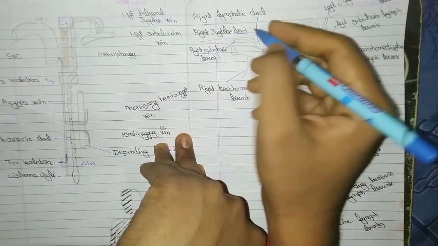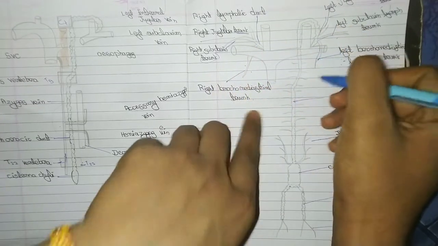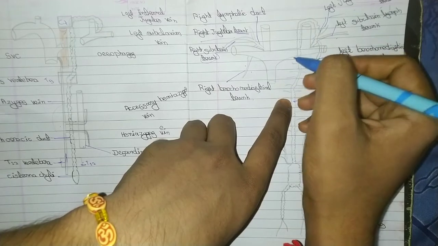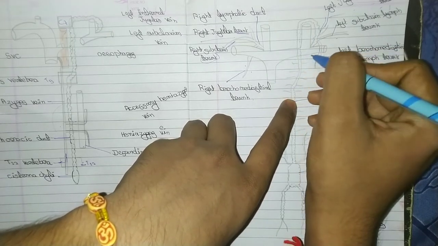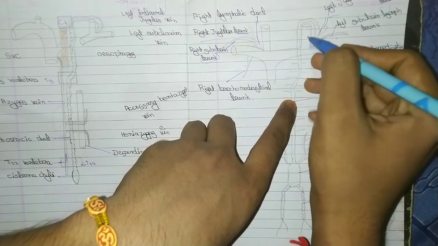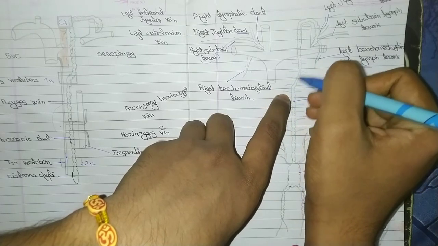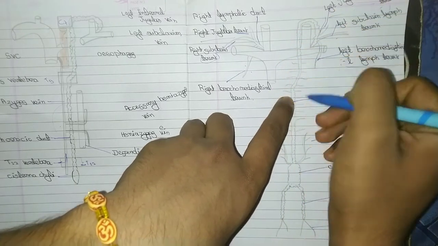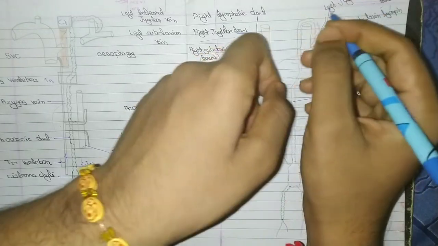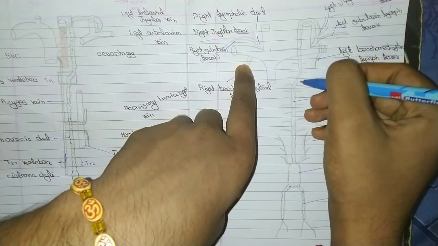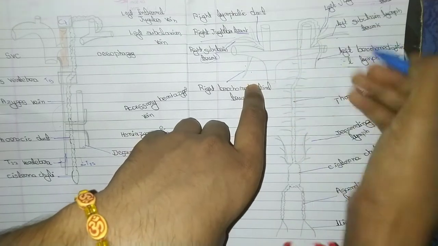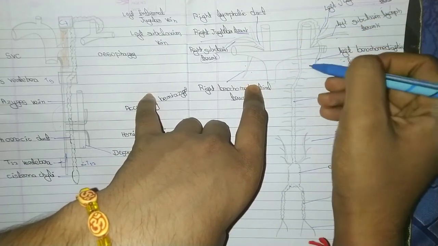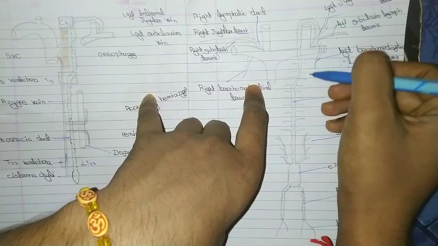And clinical importance: if this thoracic duct gets injured during surgery, it may lead to chylothorax, because this thoracic duct contains a product of fat digestion, that is chyle. If it gets injured or broken during surgery, that product may come out and accumulate at that place. It is called chylothorax.